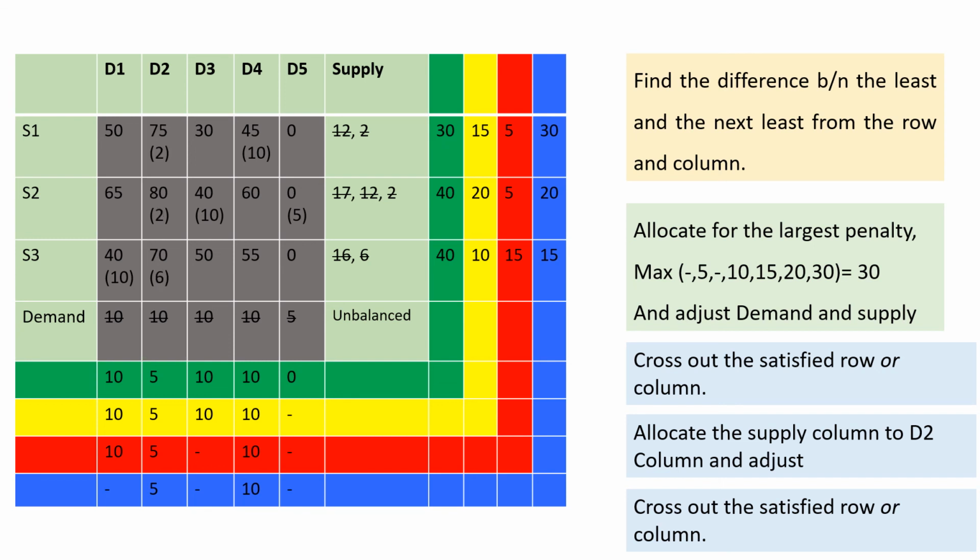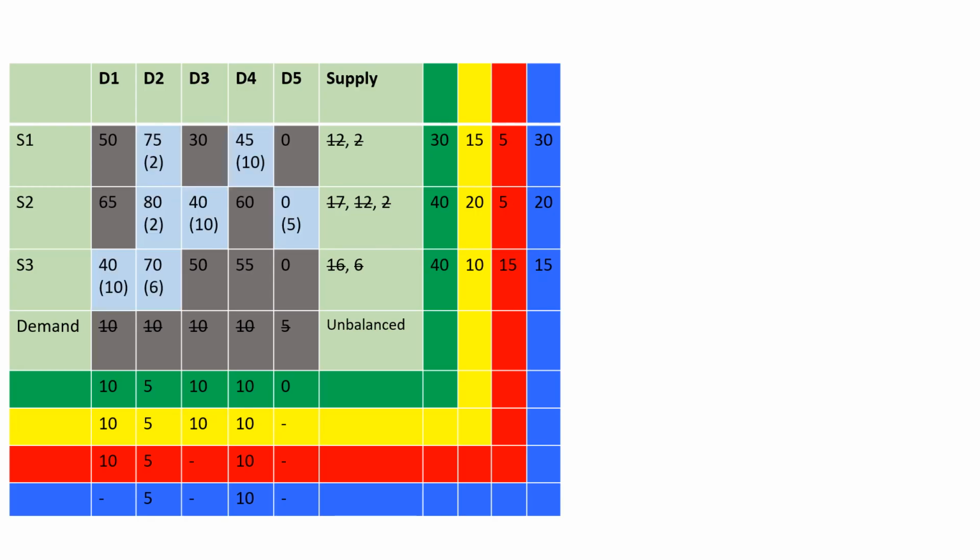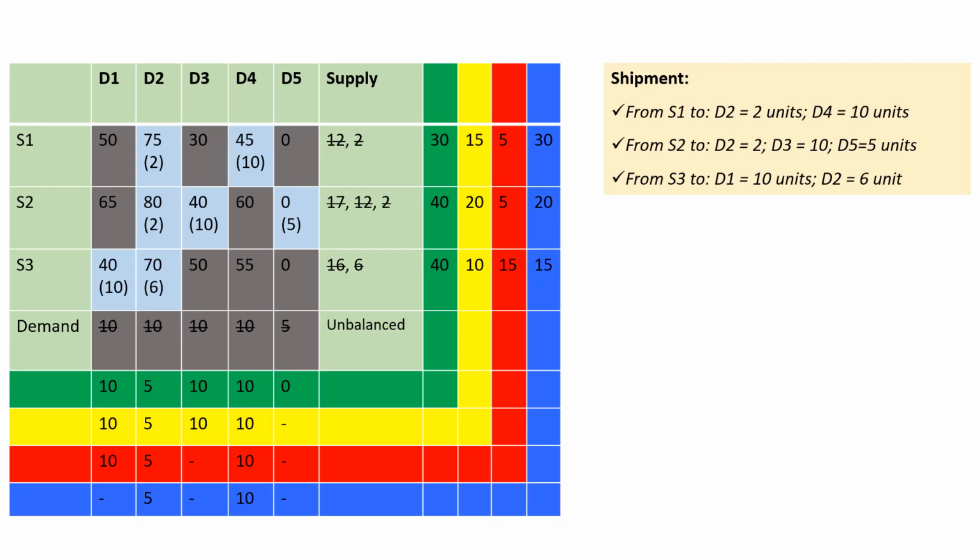Then we cross out all. So the next task is we can interpret that from S1, 2 items go to D2 and 10 items go to D4. From S2, 2 items go to D2, 10 items go to D3, and 5 items go to D5. By the way, here the 5 items cannot go to D5 because the transportation cost is 0. So this 5 remains in S2, at the origin, because it is left over. We already satisfy the demand because the supply is greater than the demand. So on the supply side of S2, there are 5 items left over. And from S3, 10 items go to D1 and 6 items go to D2.